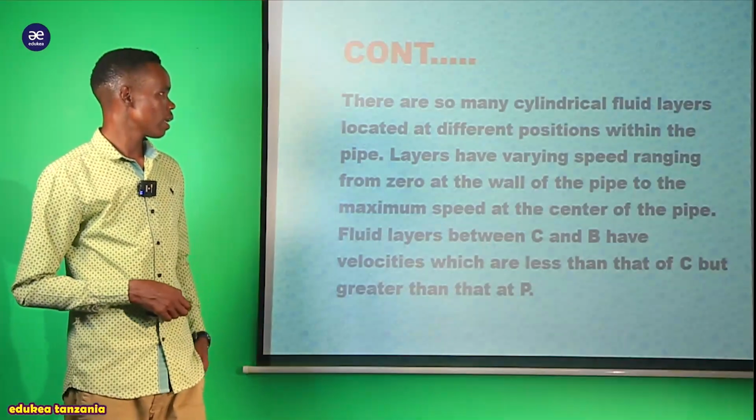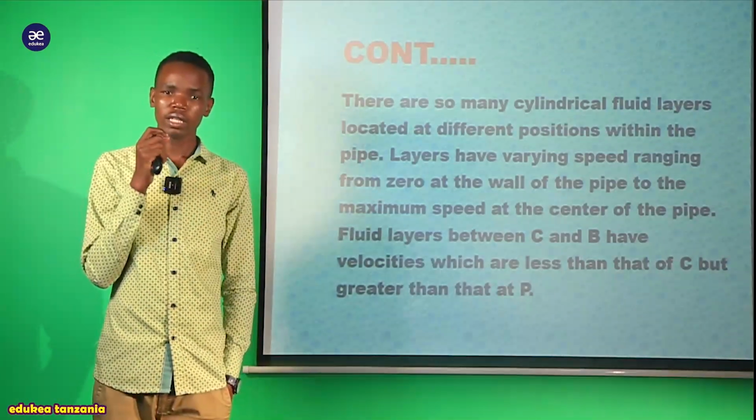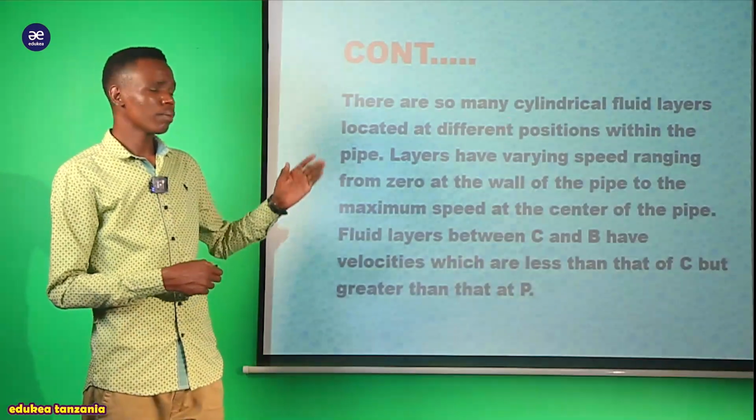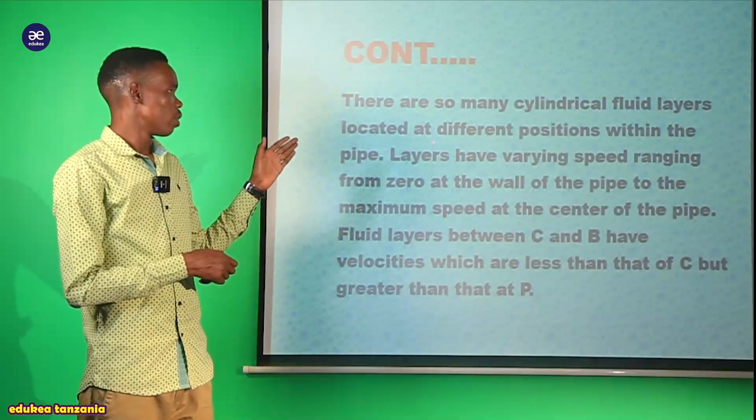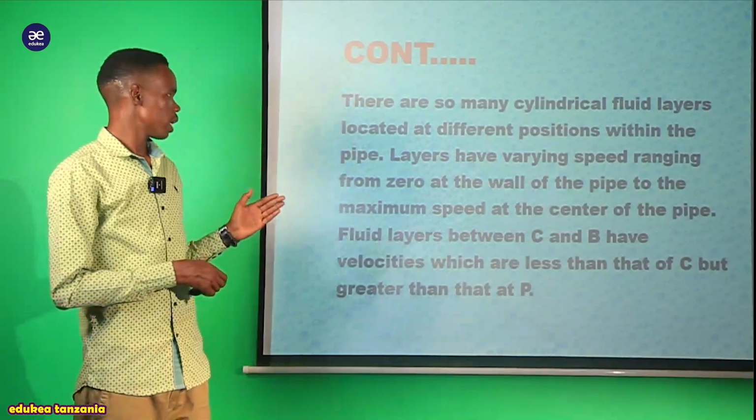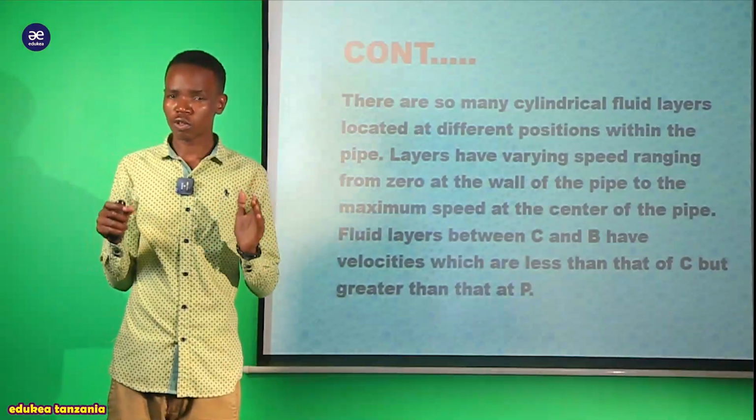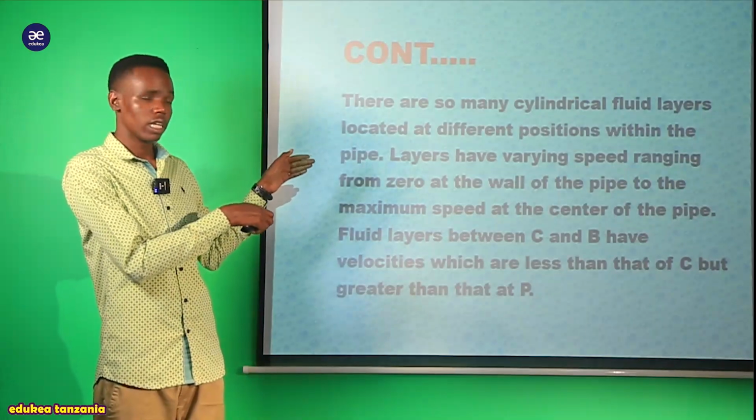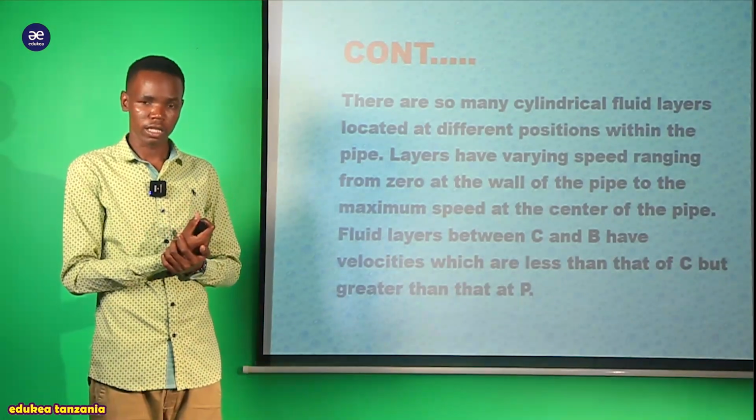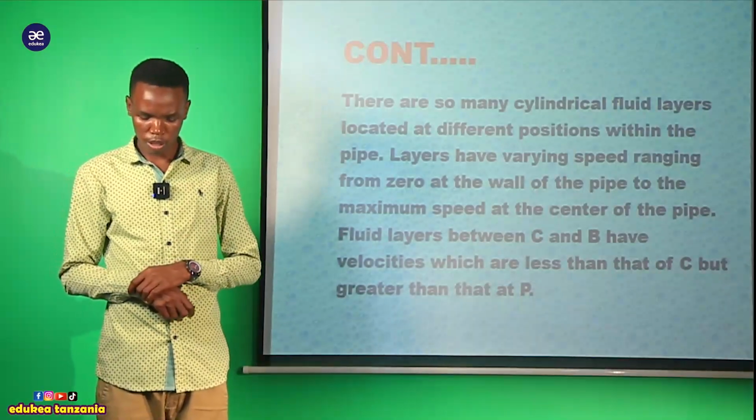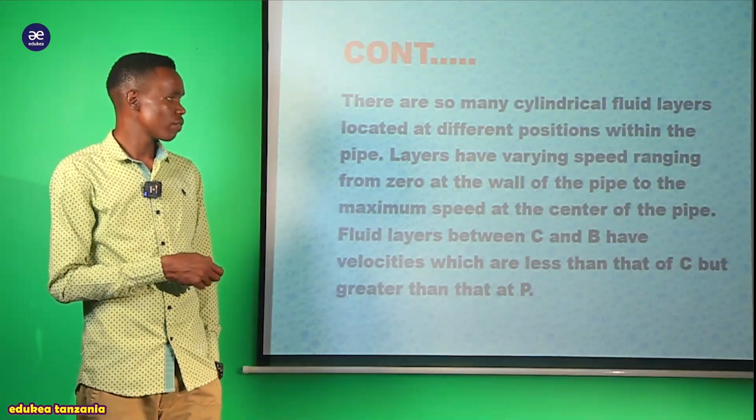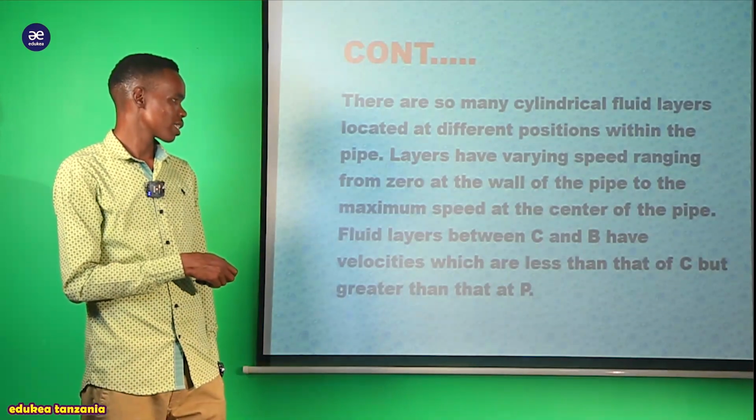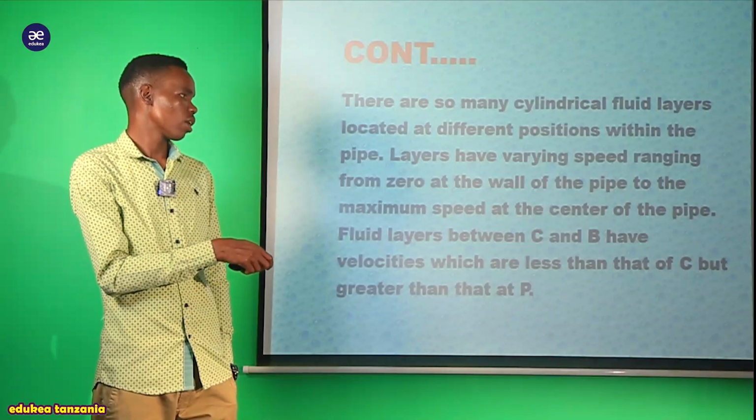So my lovely student, let us proceed. Let's see the statement that explains our figure. There are many cylindrical fluid layers located at different positions within the pipe. We have the different cylindrical layers that could exist in our figure here. The layers have varying speed, ranging from 0 at the wall of the pipe to the maximum speed at the center of the pipe.